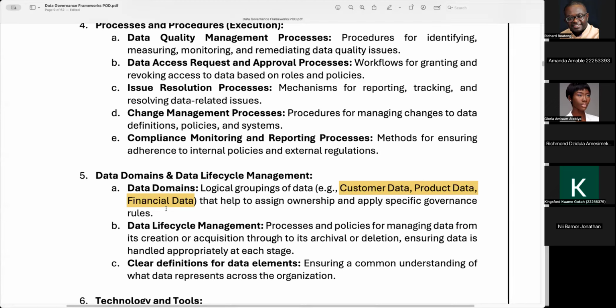policies and regulations. Data domains and data lifecycle management, what does that cover? Organizing data into logical groups or domains like patient data, financial data, employee data is really key. It helps in assigning ownership clearly and applying specific governance rules effectively to the right data. Data lifecycle management is about managing data from the moment it's created or acquired through its active use phase, then into archival, and finally its secure destruction or deletion, making sure the right policies are followed at each and every stage. Okay. And technology and tools are the practical enablers for all this.